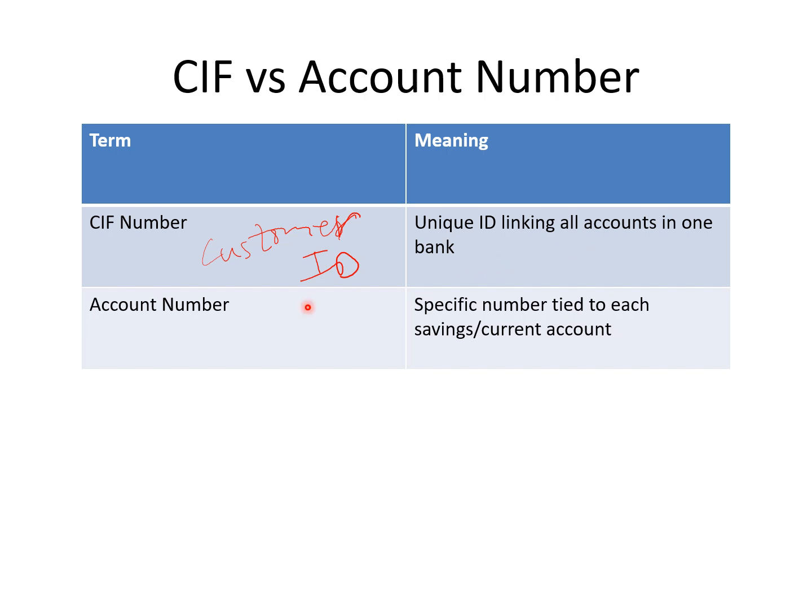Meaning, you may have a savings account, loans, FDs, right? All these accounts will be linked to this customer ID so that the bank can easily access your records. This is the CIF number. So I hope you got clarity regarding account number and CIF number. What is the difference?